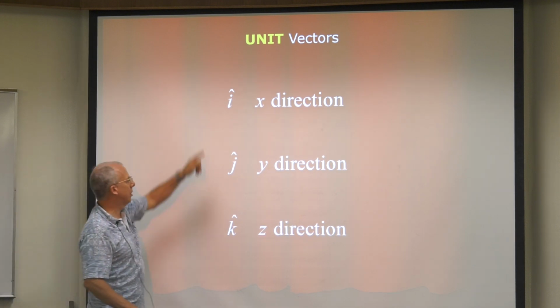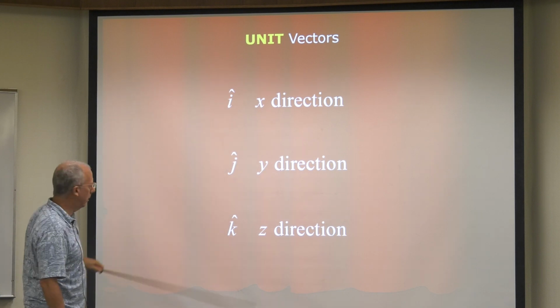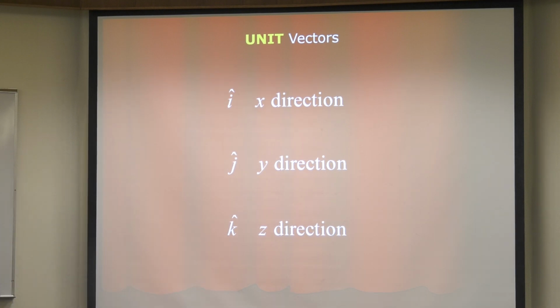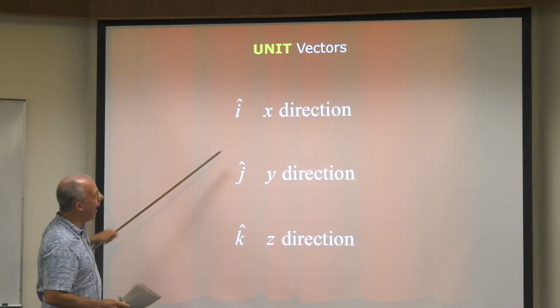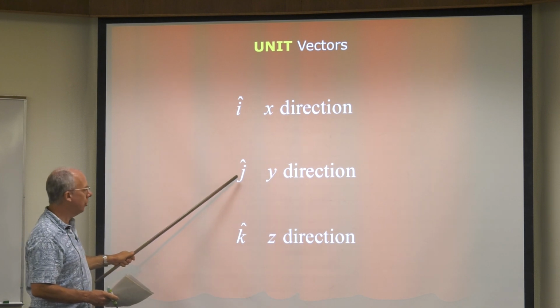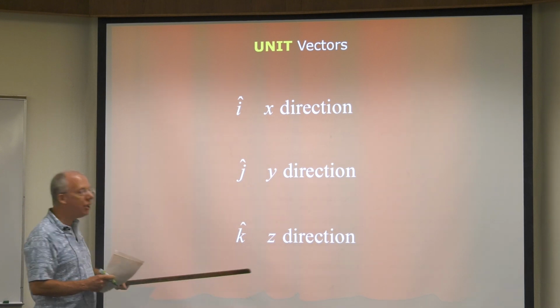So this is how you do it, okay? So i hat. This thing is called a hat. Don't ask me why, right? It's like an up, like this. That's a hat, all right? So this is i hat. And you would never do it like this. Never, never, never. Because when you put a little hat on it, it means that the magnitude is 1, okay? So i hat is a unit vector that points in the x direction. j hat is a unit vector that points in the y direction. And k hat is the unit vector that points in the z direction.